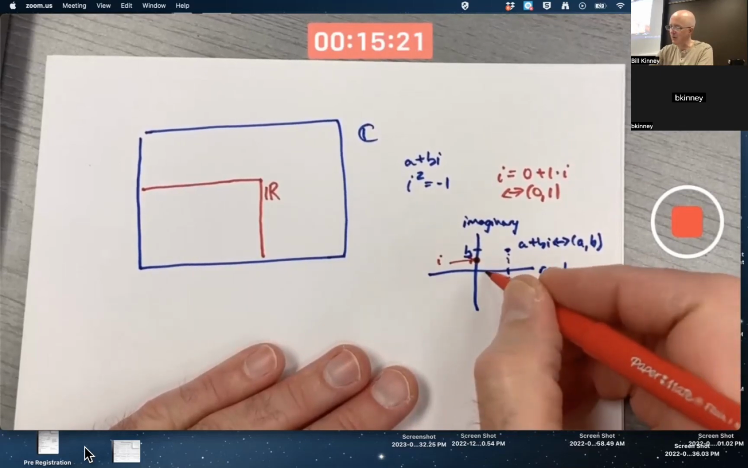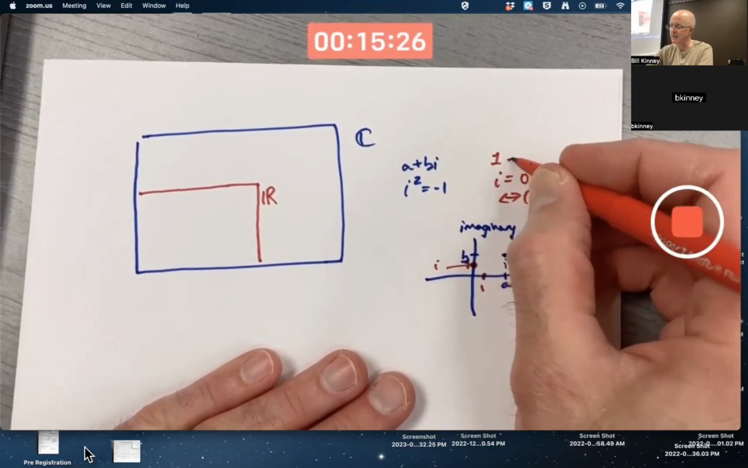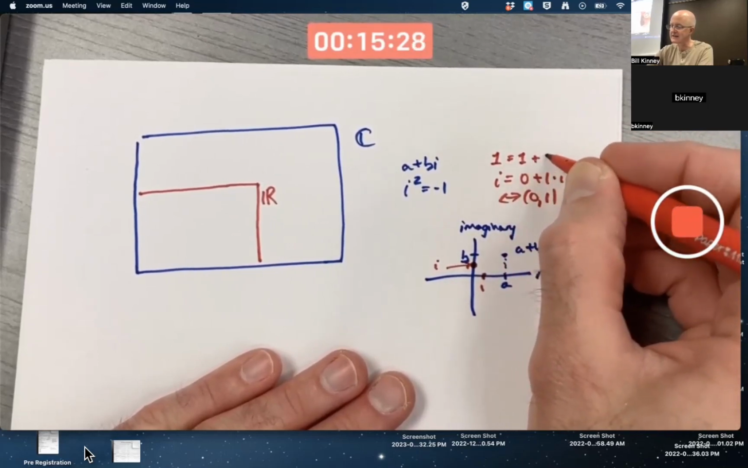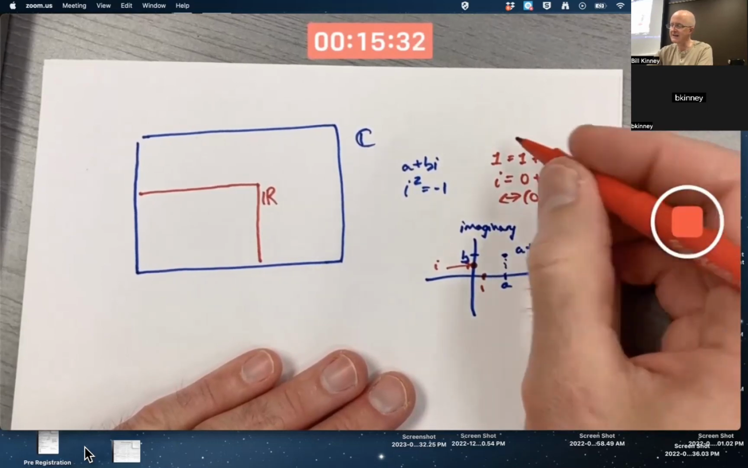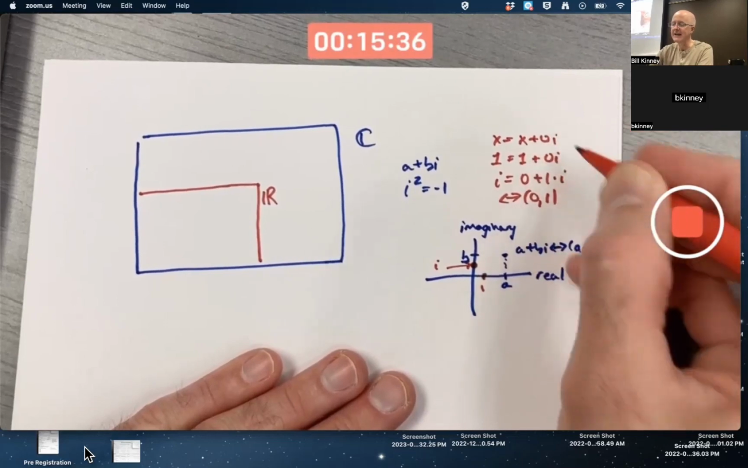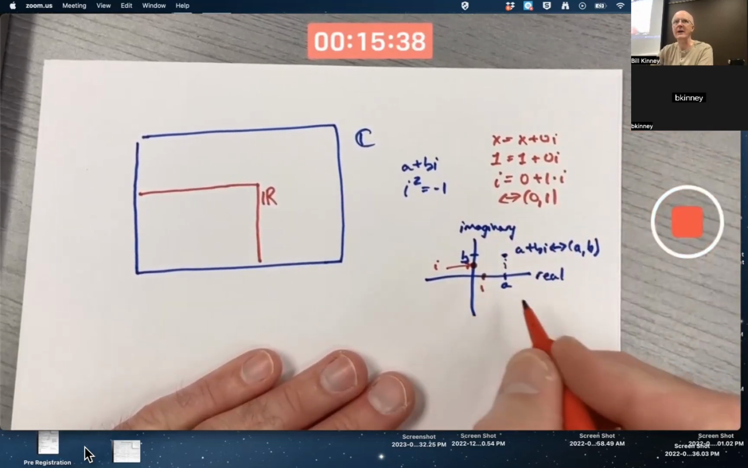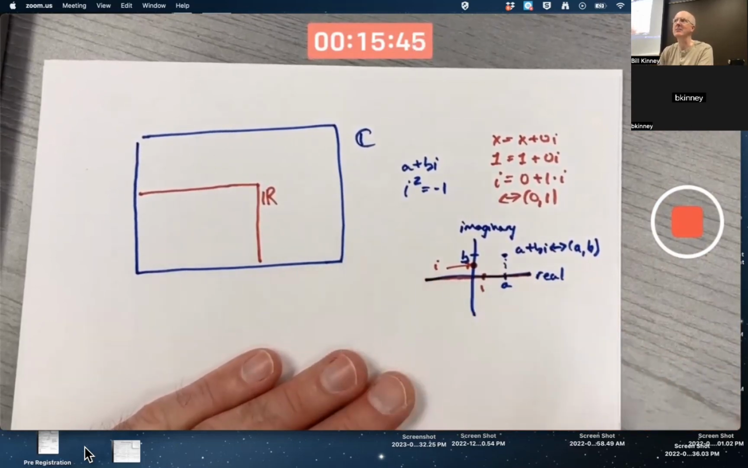Just like the real number 1 would be right here, say. And 1, yes, 1 could be thought of as a complex number as 1 plus 0i. Any real number, in fact, x could be thought of as a complex number, x plus 0i, and would be in this picture on the real axis. So here, the real number system is just the real axis inside the complex plane, a one-dimensional line inside a two-dimensional plane.